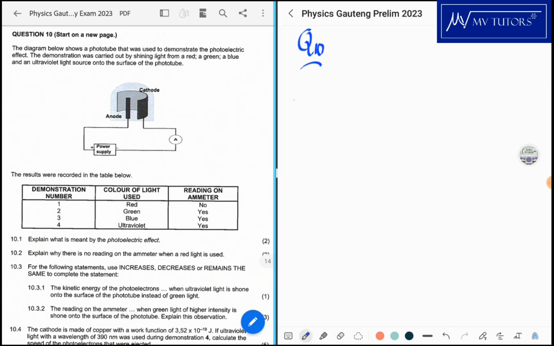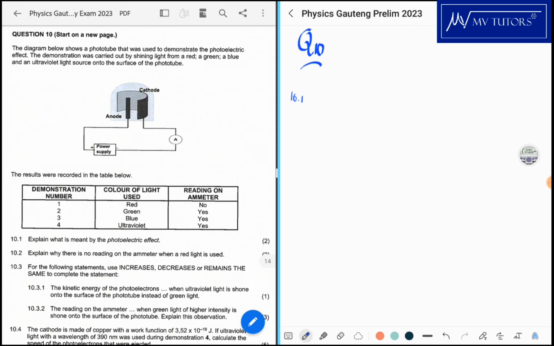So now 10.1. Explain what is meant by the photoelectric effect. The photoelectric effect is a process whereby electrons are ejected from a metal surface when light of a suitable frequency is incident on that surface. It's important that the surface is metallic because you have a sea of electrons on the surface of a metal. If you have light of a suitable frequency that is higher than the threshold frequency, then you will get those electrons ejected.